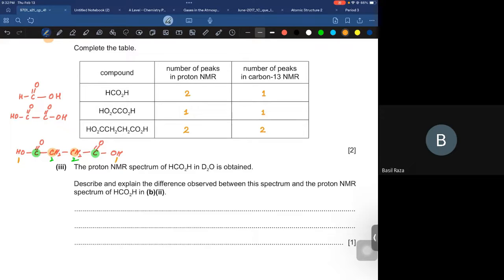So what do you think, if you have dissolved this substance in D2O, what would be the difference between the NMR spectrum before and after dissolving? Is there any difference in the number of peaks? Would the number of peaks be different, or would it remain the same?